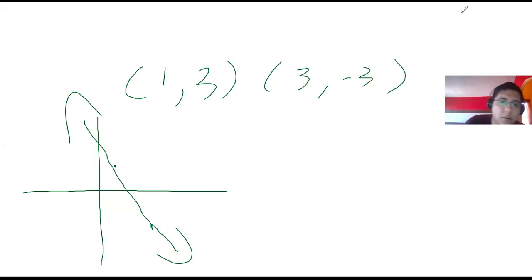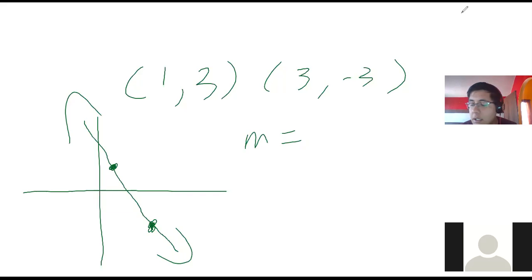So what I just did, I just drew a line that goes through these two points, 1 and 3, and 3 and -3. The first question here is how would we find the slope when we only have the two points there? So we're looking for the slope here. Can anybody remember how to find it? Y equals mx plus b. That would be the slope-intercept form, but we're talking about just the slope itself.